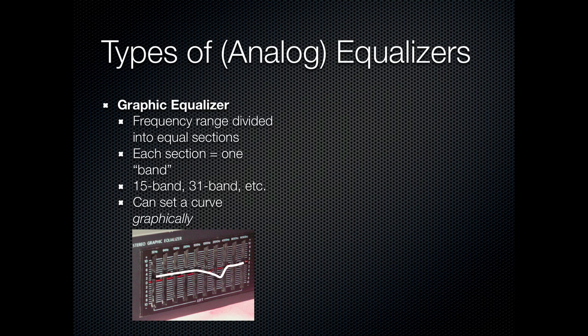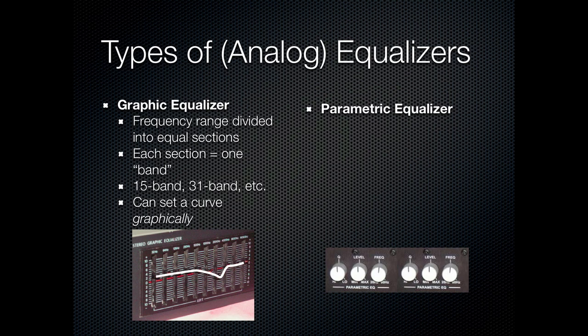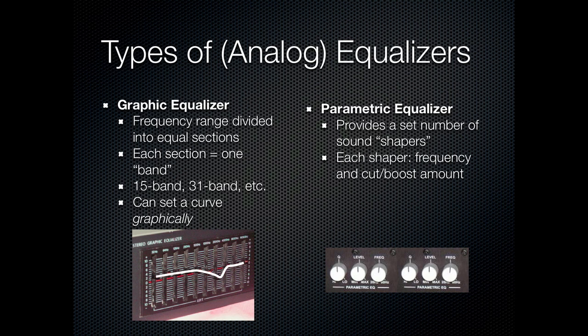The other main type of equalizer is the parametric equalizer. Instead of dividing the frequency range into sections, you get a set of filters or sound shapers, and each one of those has options for what frequency you want it to affect and how much you want to boost or attenuate the sound. At least for an analog parametric EQ, it takes a lot of thought to imagine what the EQ curve must be. Thankfully, we're going to be using mostly digital equalizers, which will usually draw the graph for you on screen.